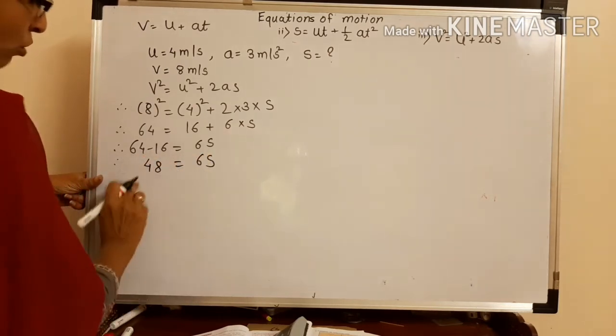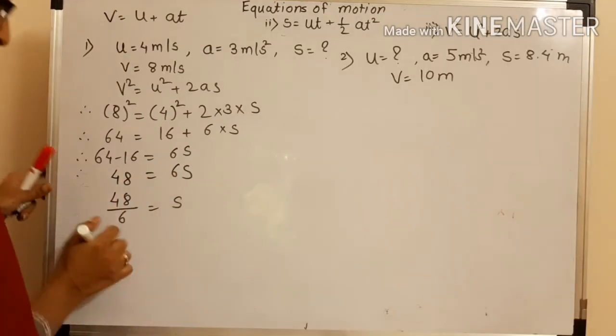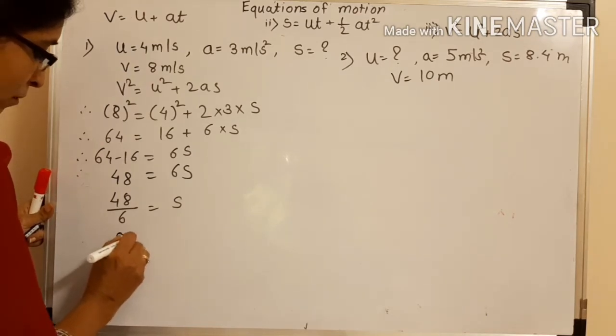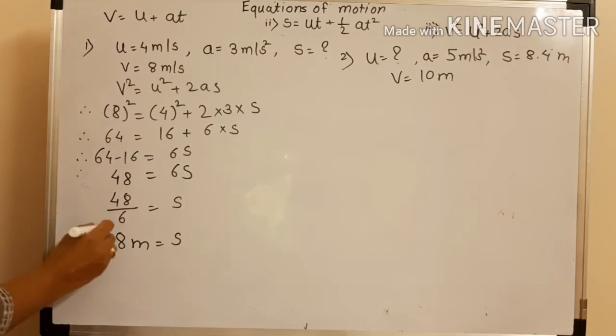Take this 6 to the left hand side. So 48 divided by 6. So the answer is 8 meter. So the displacement is 8 meter.